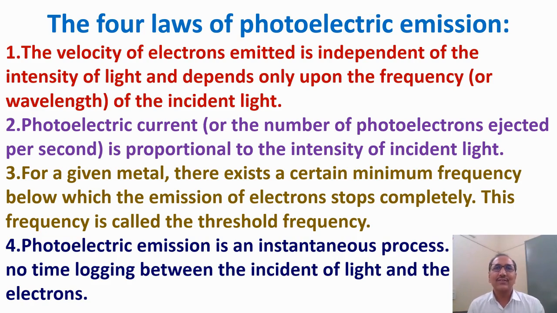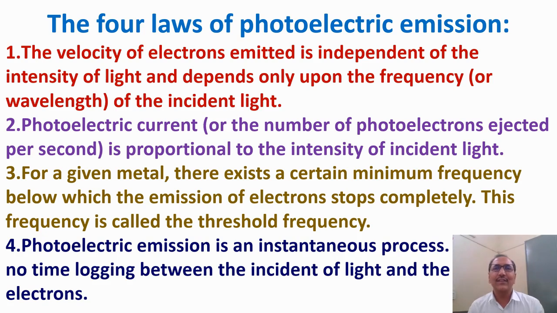The fourth law of photoelectric emission is that this is an instantaneous process. What does it mean? When light above the threshold frequency is incident on a metal surface, electron ejection starts. This is a continuous process. Whenever light above the threshold frequency is incident, electron ejection starts. This is called an instantaneous process.